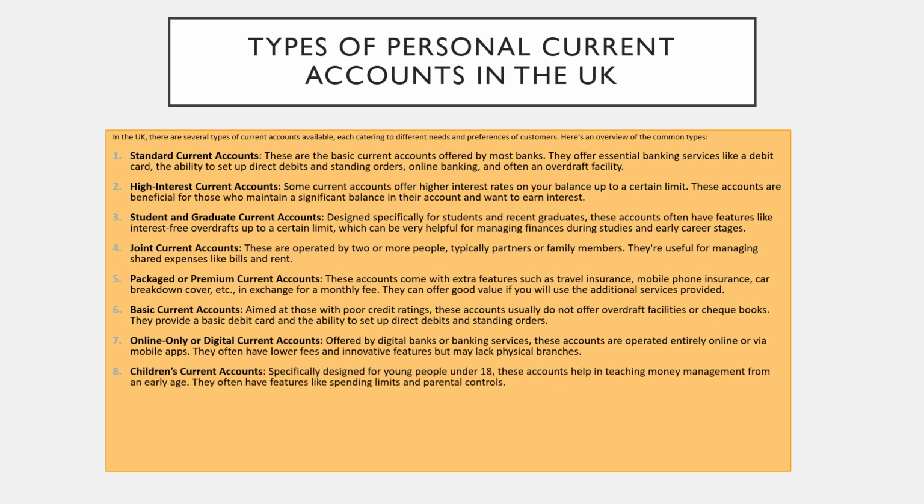And then you have what's called a children's current account, obviously specifically designed for people under the age of 18, and these accounts help in teaching money management from an early age. So sort of good fit, and also have good features like setting spending limits and parental controls, where parents can obviously set limits on children's spending and things like that. So those are the different types of current accounts in the UK.